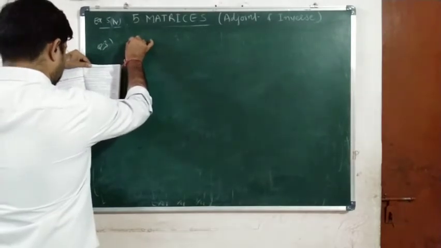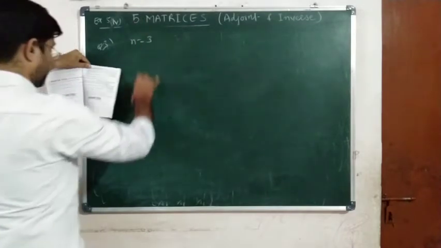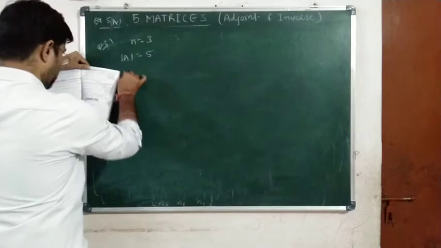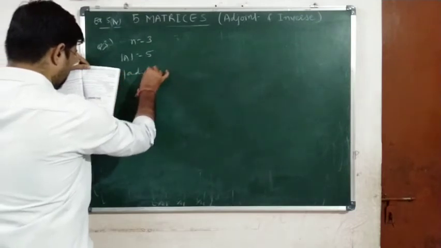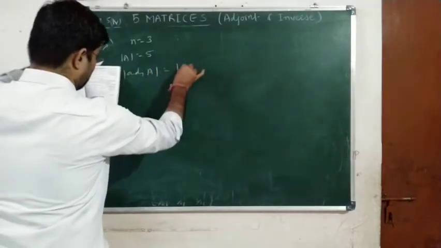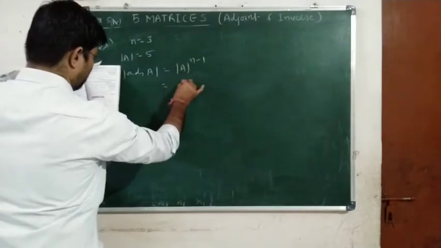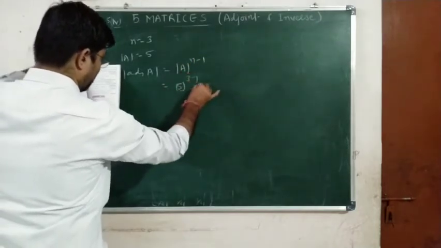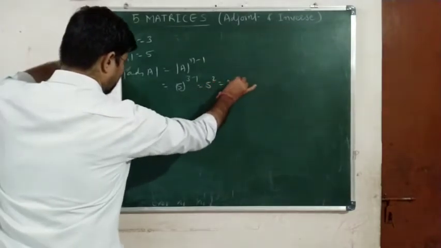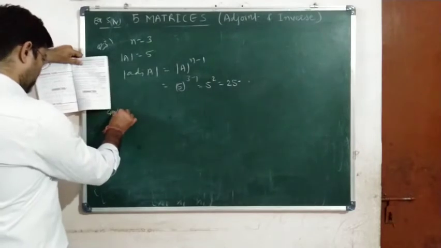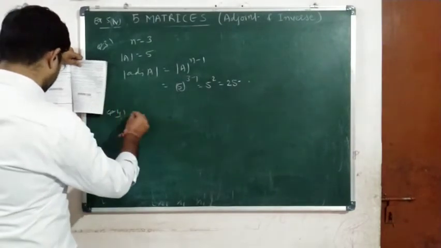Okay, matrix, order of matrix is given to be 3, determinant is given to be 5. Again we have to find the determinant of adjoint. So formula is determinant of A raised to n minus 1. So 5 raised to 3 minus 1, 5 square is equal to 25. Now let us solve the fourth question.